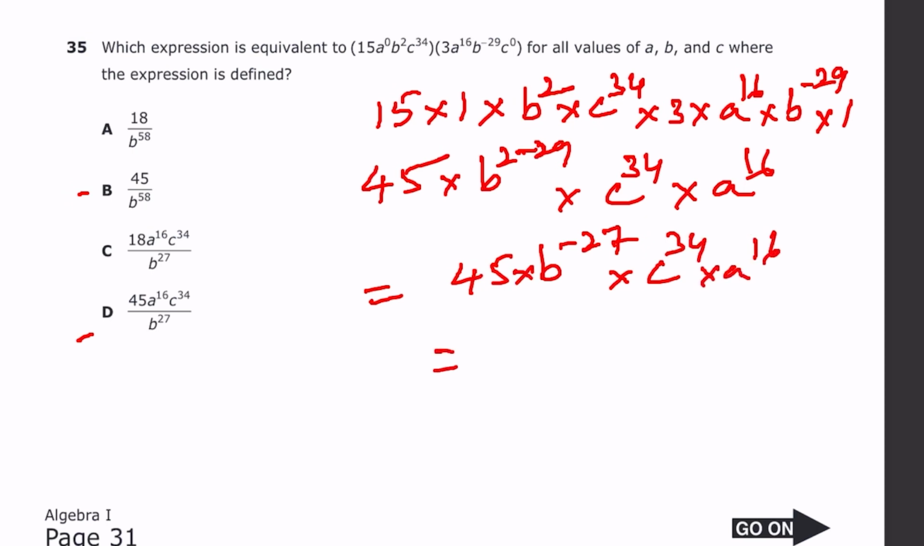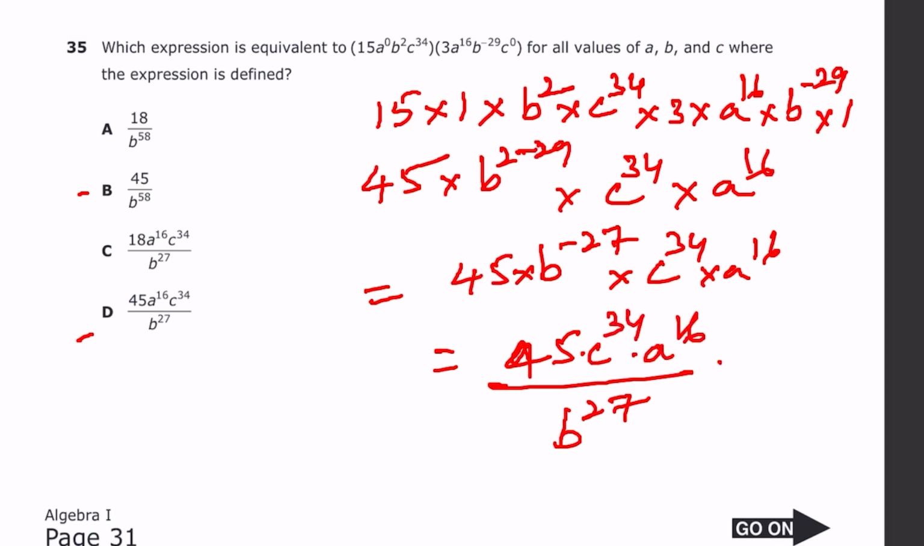So now this can be written as 45, b, because it is negative we write it in the denominator. This is c to the power of 34 into a to the power of 16. So now here, which is the option which you are having? It is 45 into a to the power of 16 into c to the power of 34 divided by b to the power of 27. So therefore D is the option for the 35th problem.